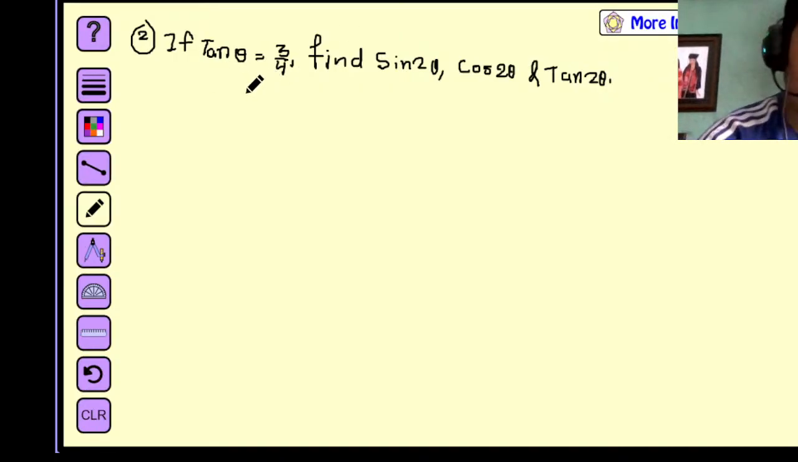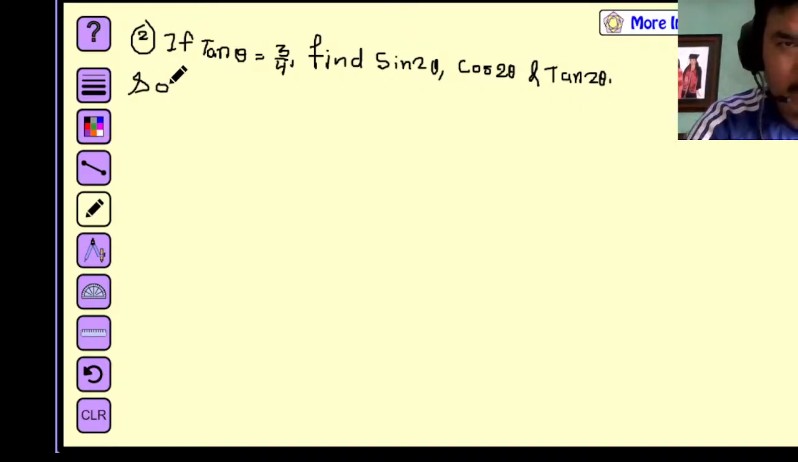In this condition, what to do? First, see here, as I told you, the solution of this sine 2 theta, cos 2 theta, and tan 2 theta depends upon the given values, as I told you in the previous question. Here also I want to repeat the same thing.